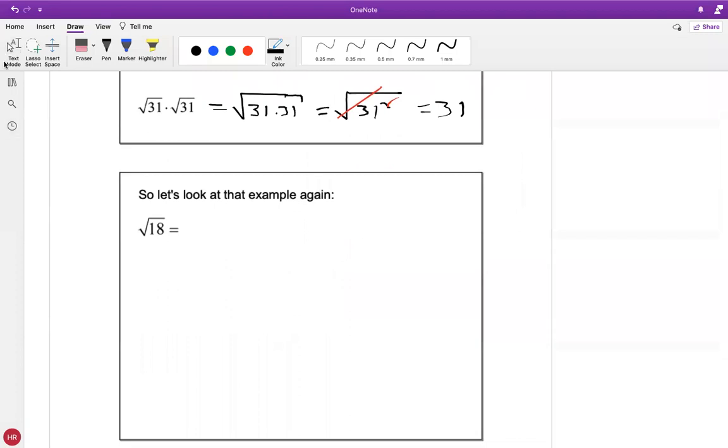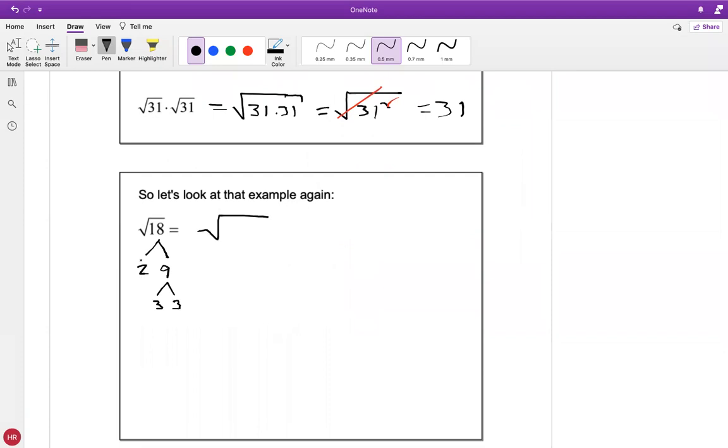So this example again, and this is the basic thing that we're learning here, is how to simplify these. You look at the factors of this number, and I think of it as 2 times 9, and this is a perfect square. So you think of it like 9 is 3 times 3.